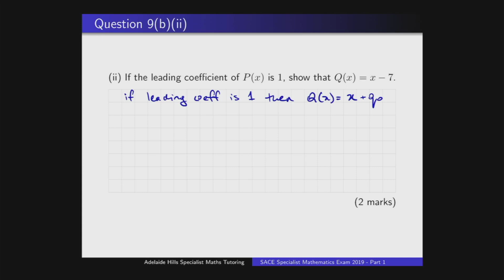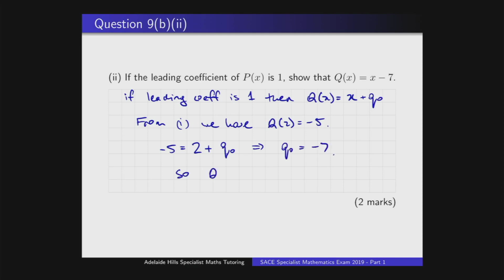And we know, get back to pen, so from part 1, we have that q of 2 equals minus 5. Okay, so minus 5 is equal to 2 plus q naught, so q naught equals minus 7, and so q of x is equal to x minus 7.